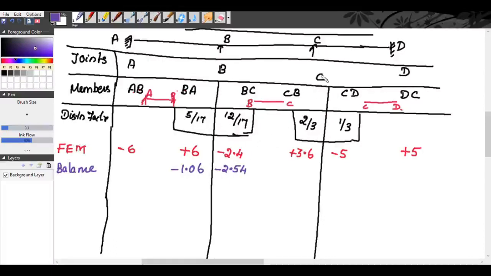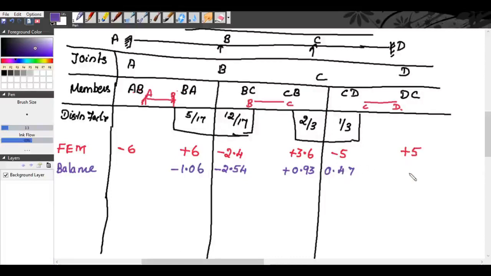Same way at joint C, for CB, add plus 3.6 minus 5, we get minus 1.4. So minus 1.4 into 2 by 3, we get minus 0.93. So here it is plus 0.93. Now plus 3.6 minus 5 is minus 1.4. So minus 1.4 into 1 by 3, we get minus 0.47. So for balancing, it is plus 0.47.